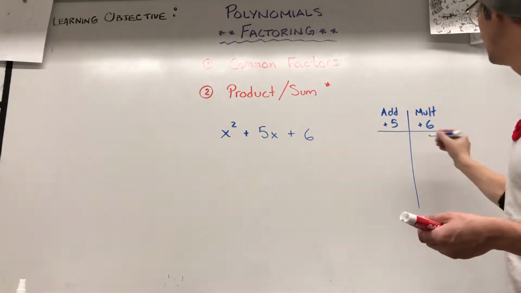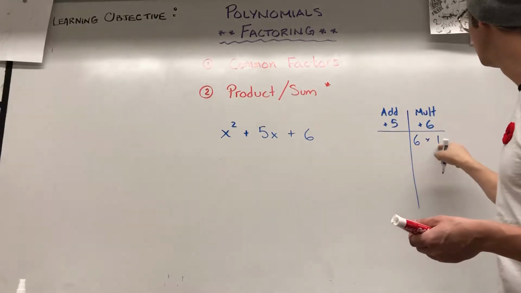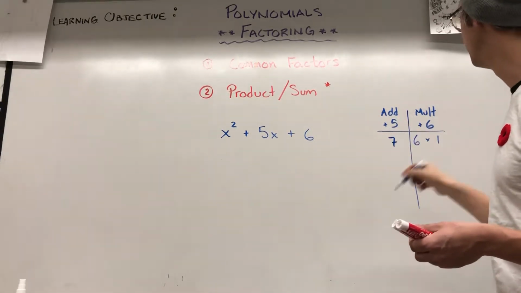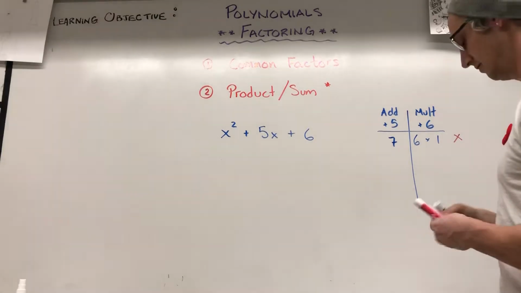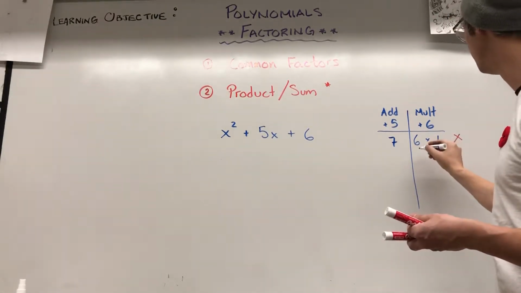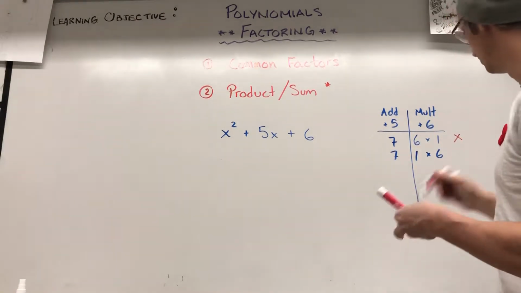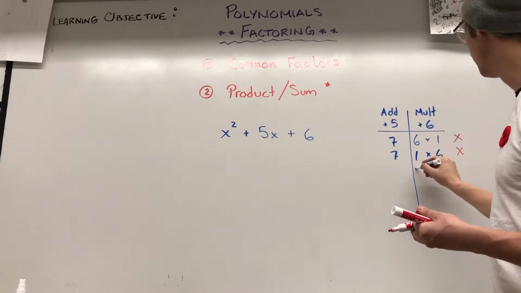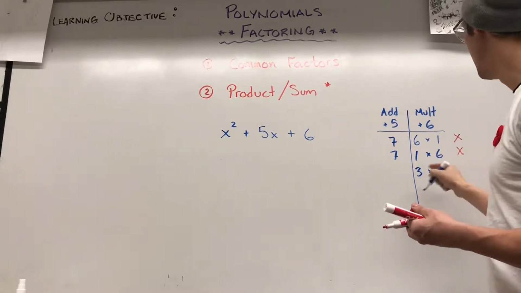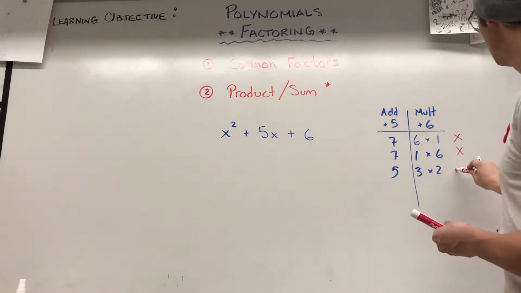So I go through it. Well, what multiplies to make 6? 6 times 1. And then 6 plus 1 is 7. That doesn't make 5. So this is not right. How about 1 times 6? Same thing. Gives me a 7. Wrong. What else makes 6? Well, 3 times 2. And 3 plus 2 makes 5. Ding, ding, ding!